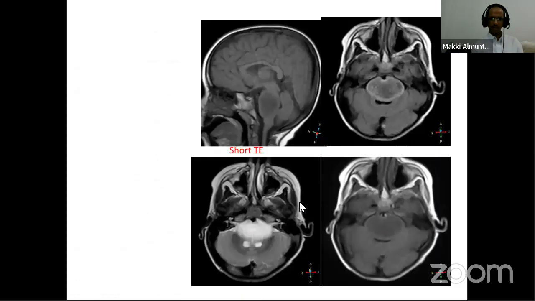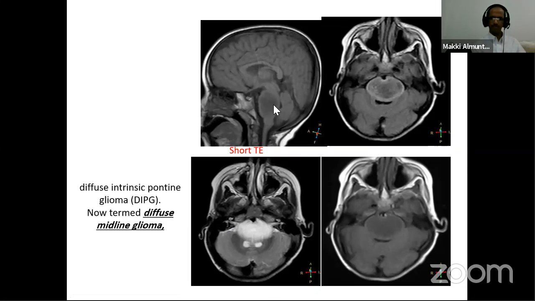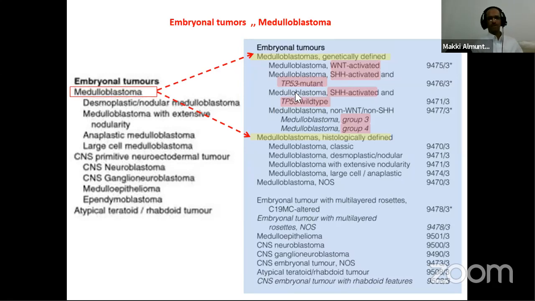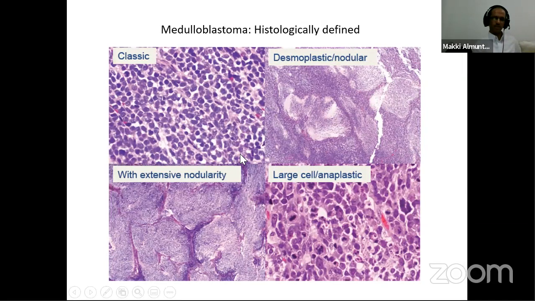This is the diffuse midline glioma. Example on it, expansile mass in the pons. Embryonal tumors, most common is medulloblastoma, which is genetically defined as WNT activated or SHH activated. SHH activated is classified into TP53 mutant or TP53 wild type subgroups. And these are the histological classifications of medulloblastoma.